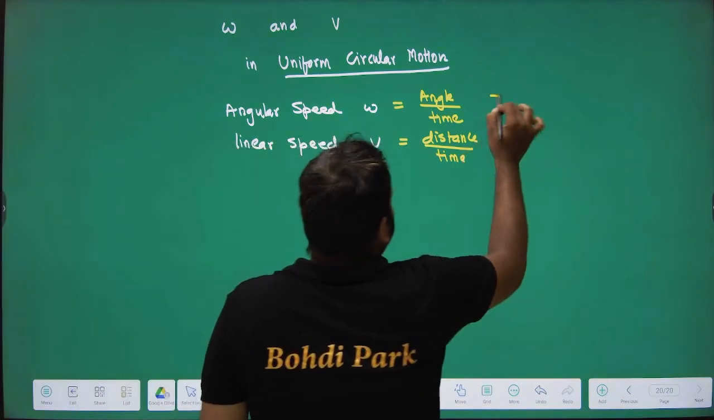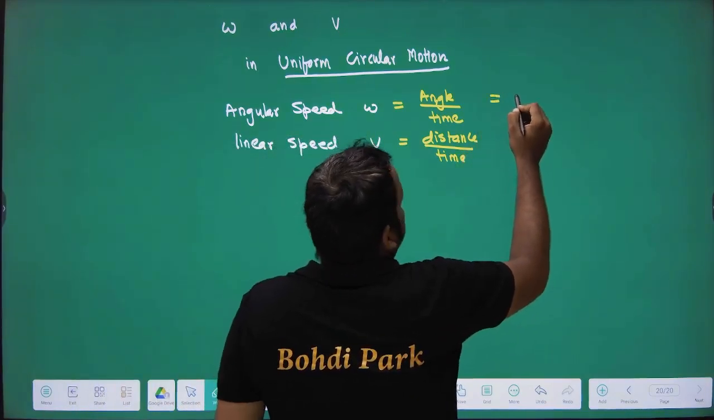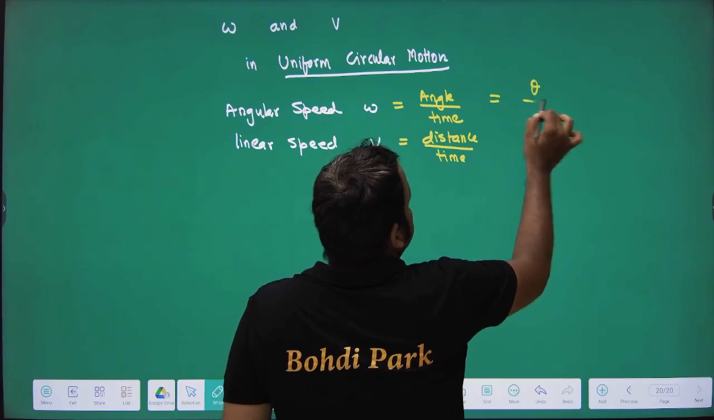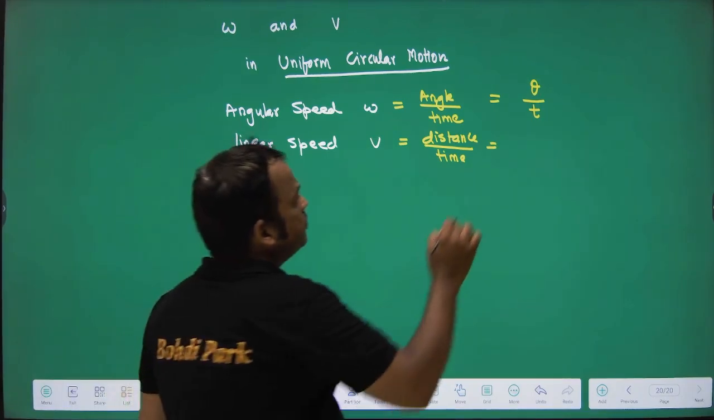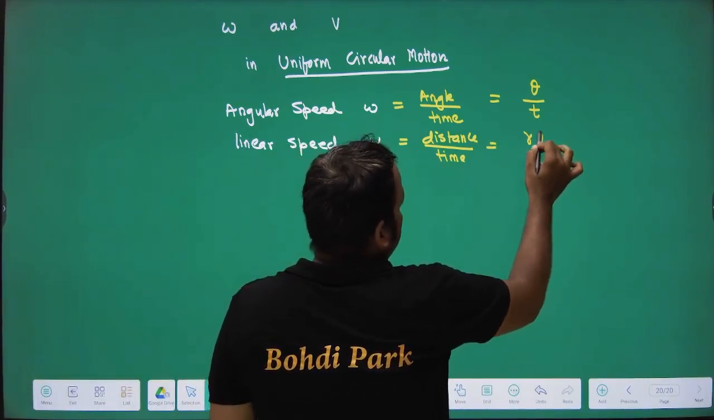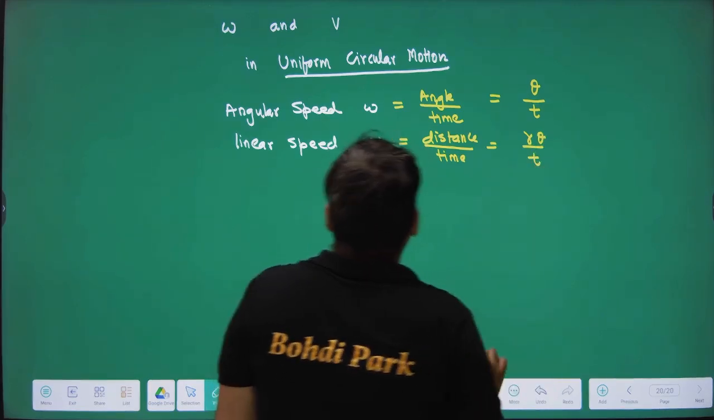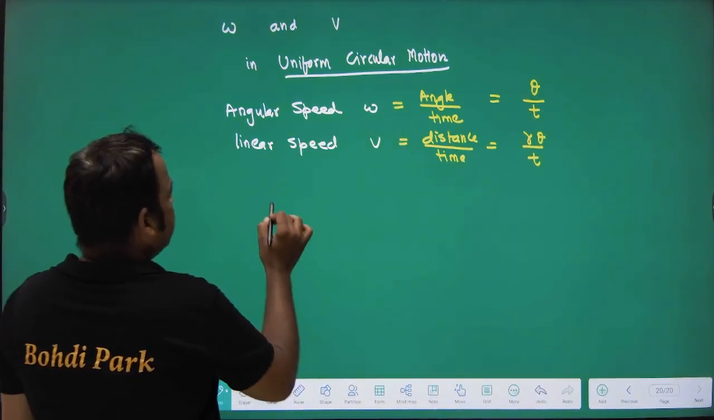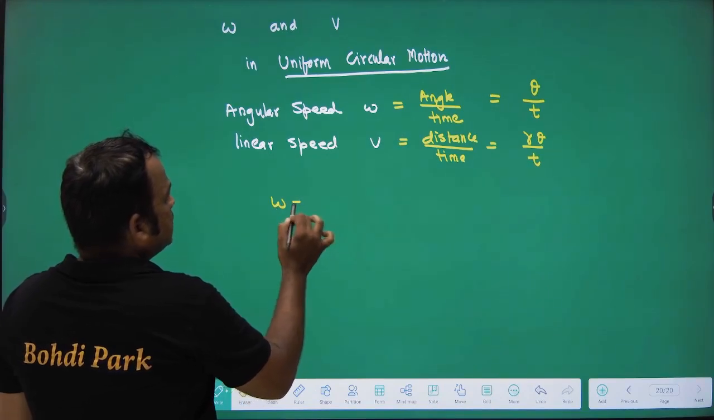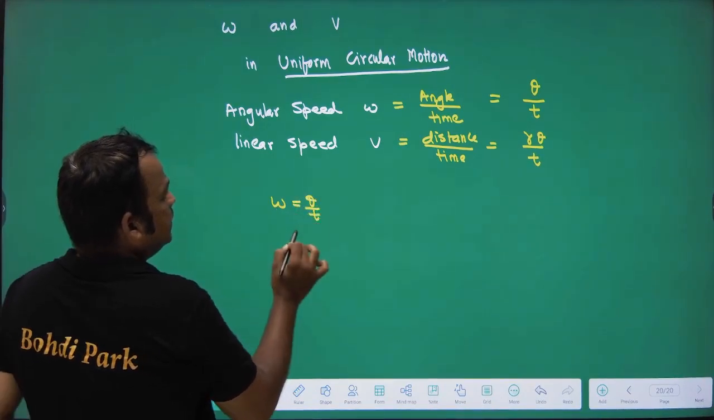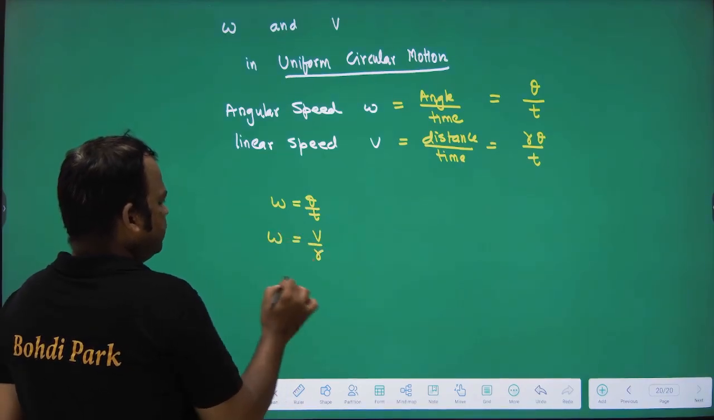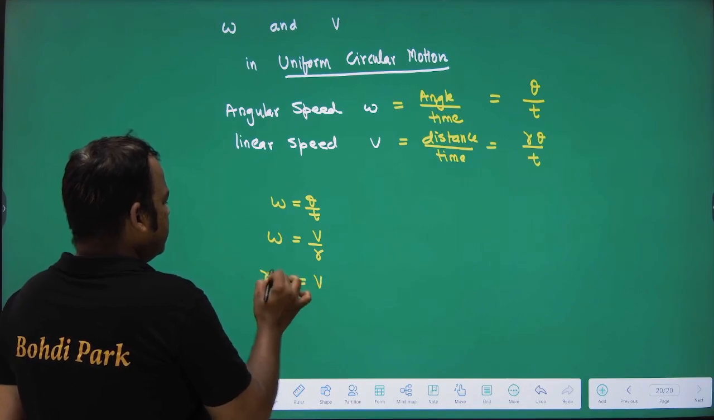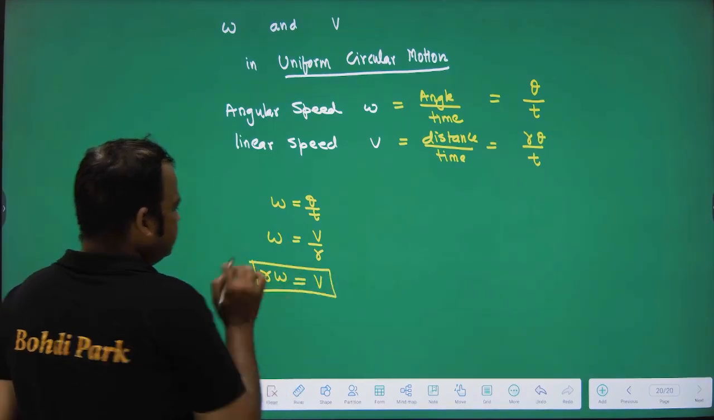Now we know that in circular motion the angle is denoted by theta, time t, and the formula for distance is r theta. So we can say omega is equal to theta by t, and theta by t can be written as v by r. So omega is equal to v by r. So v will be equal to r omega.